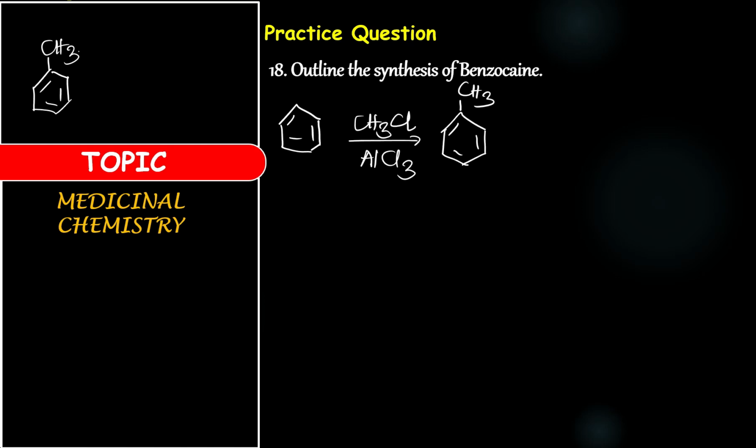Alright, now when this toluene is oxidized with a powerful oxidizing agent, it is going to give us a carboxylic acid. This same group here has been oxidized to carboxylic acid.